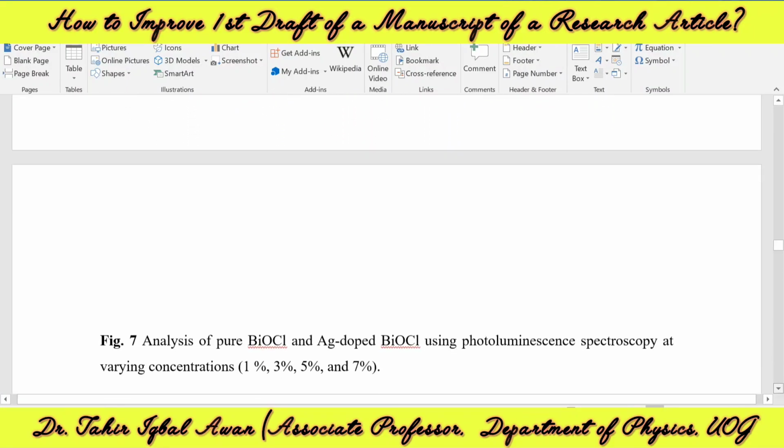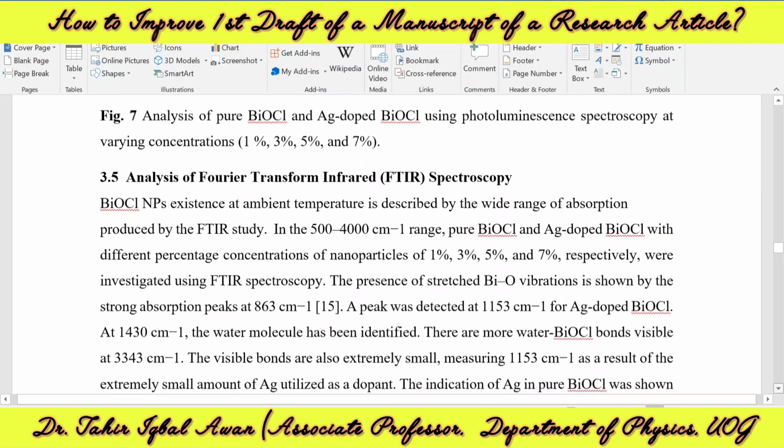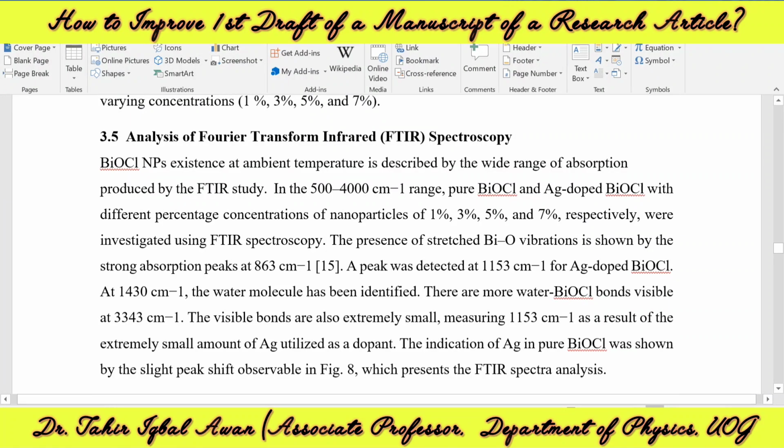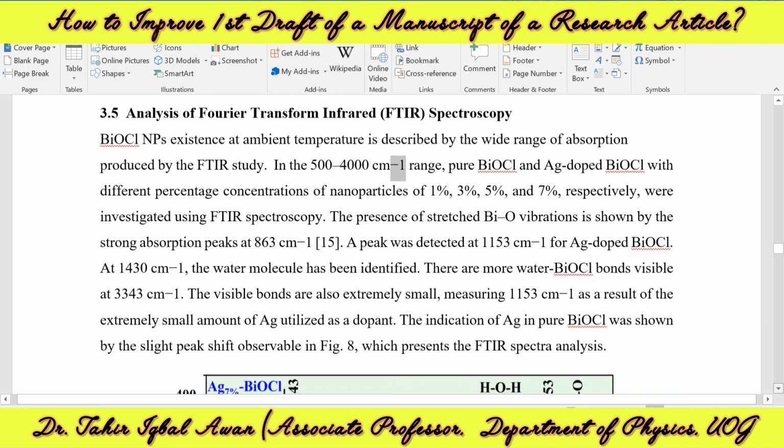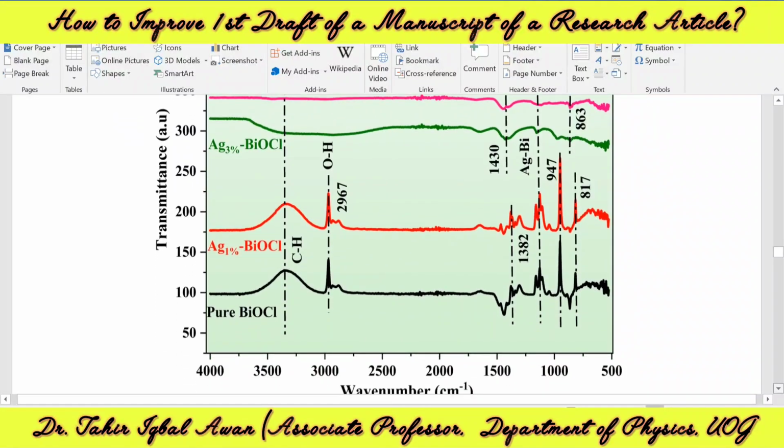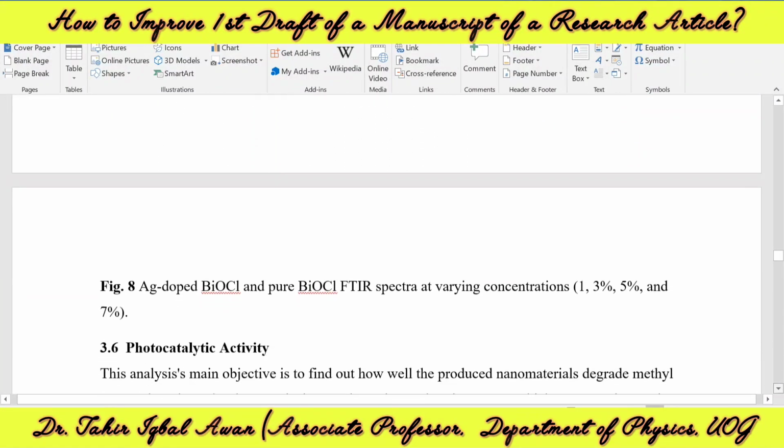And then again, we should not start with an abbreviation. Then this is, I presume, nanoparticle. But at the start, there was nanostructure. Again, I just want to repeat it, there should be symmetry. And over here, you can see that is per centimeter. So this -1 should be in superscript. So that's perfectly fine.